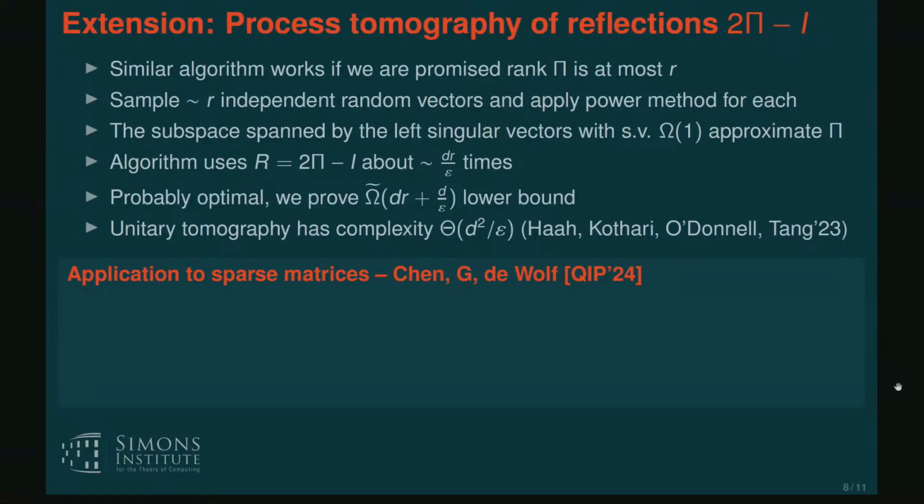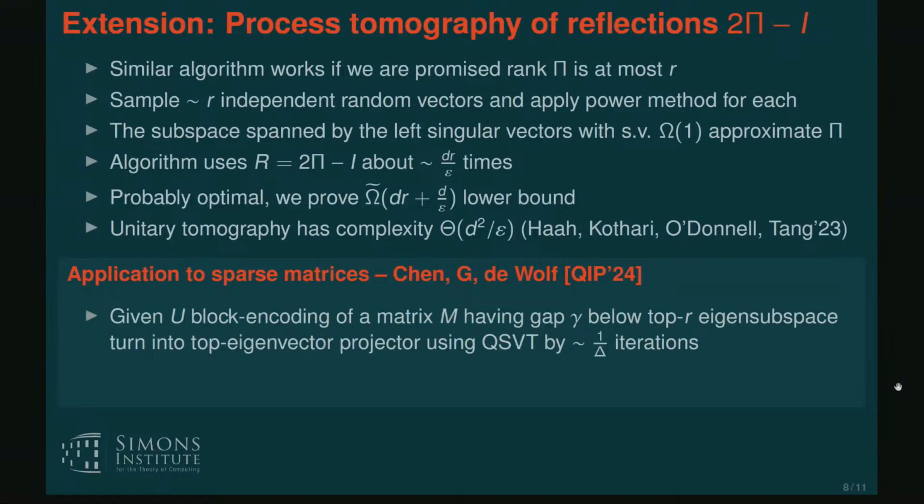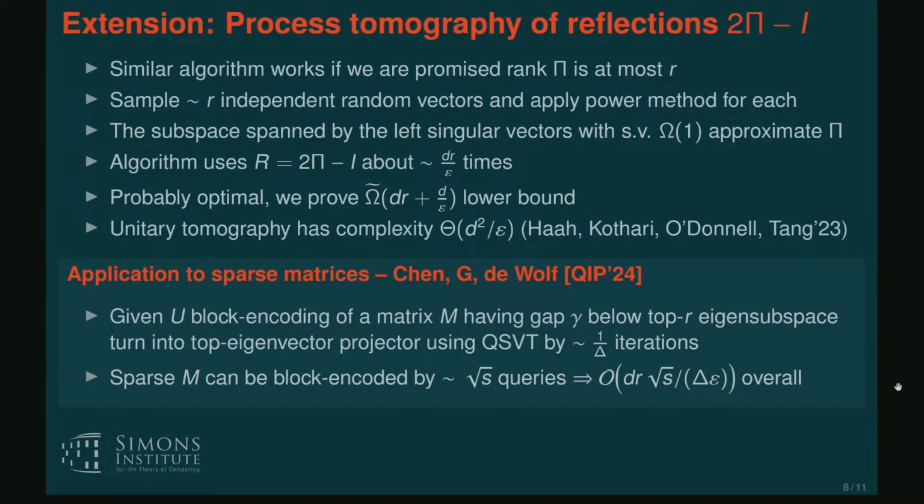And once again, we can apply this to sparse matrices and finding the top eigenvector subspace. So we have some matrix M block encoded, and, sorry, the gap should be delta. And we know that the top r eigensubspace has some delta gap below. We turn it into a projector and do process tomography on this projector. And once again, this gives you this d r square root s complexity, only r times bigger than before.